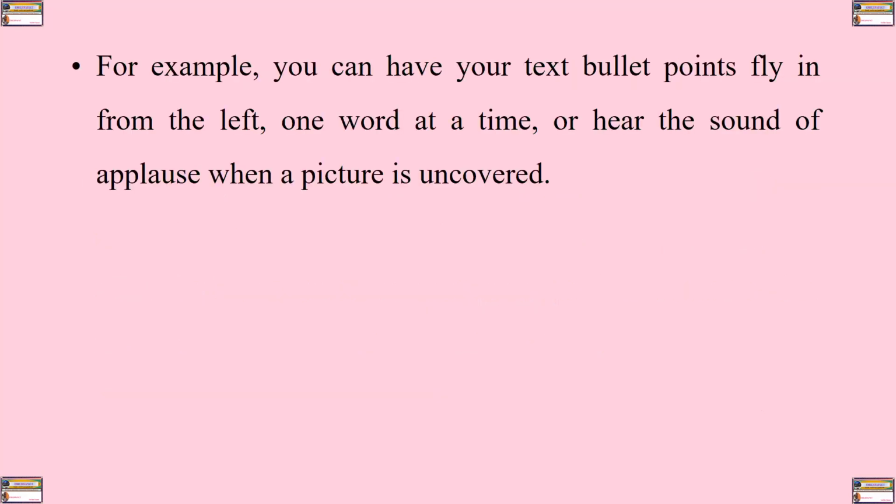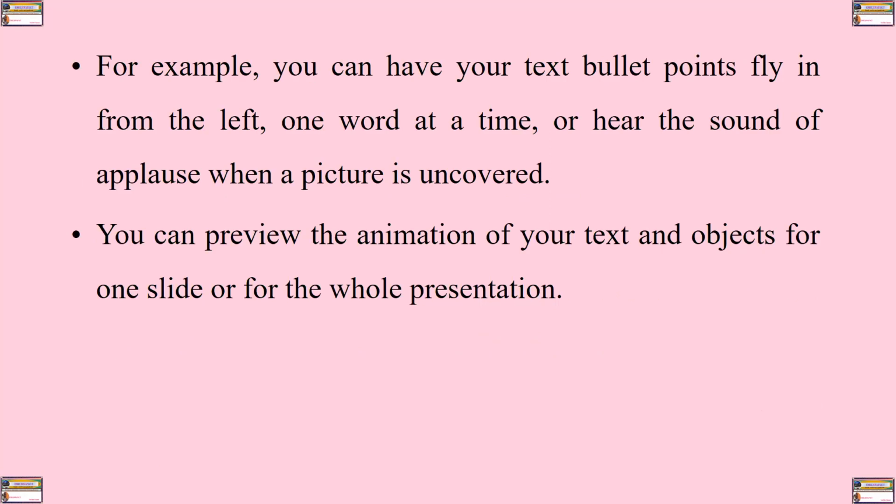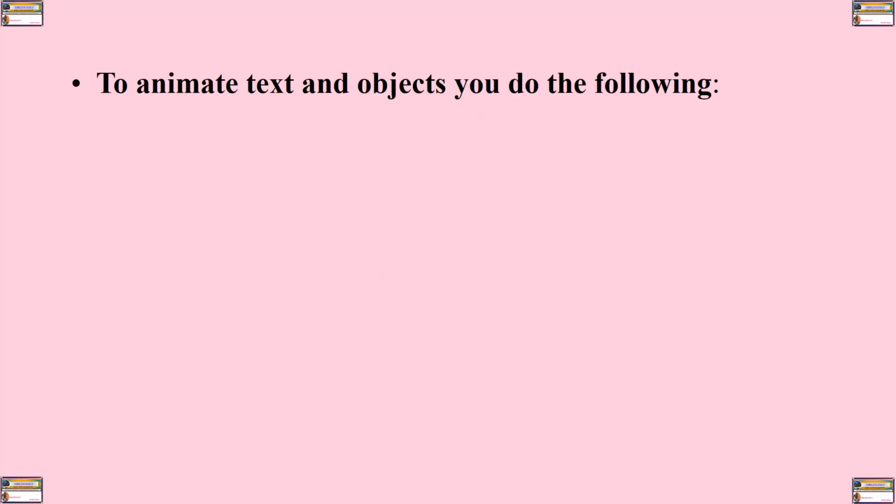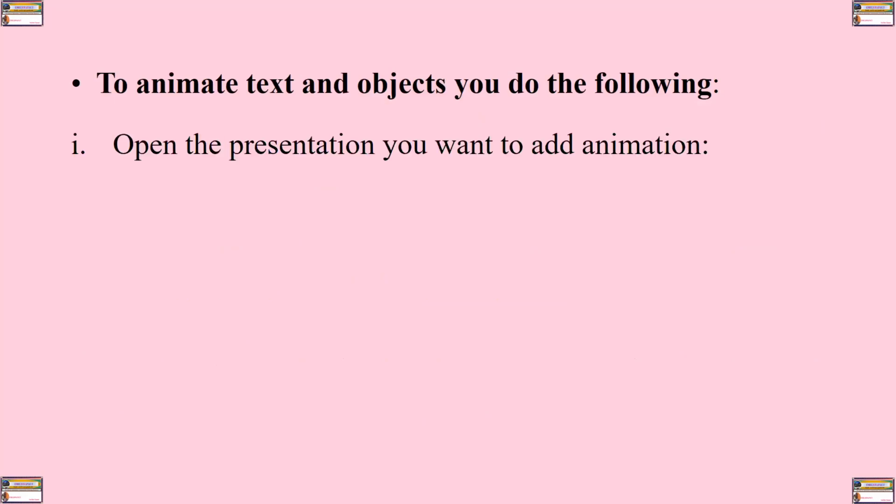For example, you can have your text bullet points fly in from the left, one word at a time, or hear the sound of applause when a picture is uncovered. You can preview the animation of your text and objects for one slide or for the whole presentation. A motion path is a path that a specified object or text follows as part of an animation sequence for a slide. To animate the text and objects, you do the following.